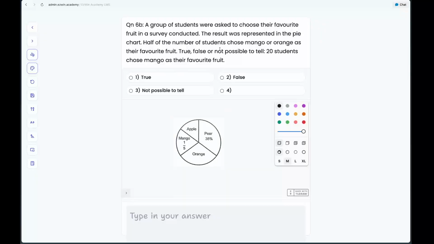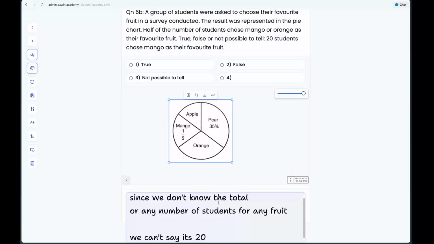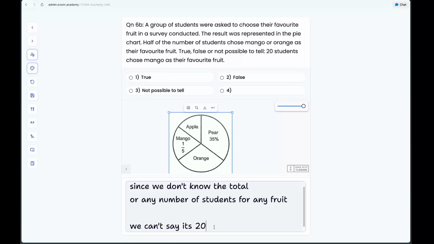Next true, false, or not possible to tell statement: 20 students chose mango as their fruit. Since we don't know the total or any number of students for any fruit, we can't say it's 20. That's assuming, right? There is no part that says the number of students is equal to 20, even though the mango is 20%. So this is hard to tell. It's not possible to tell.